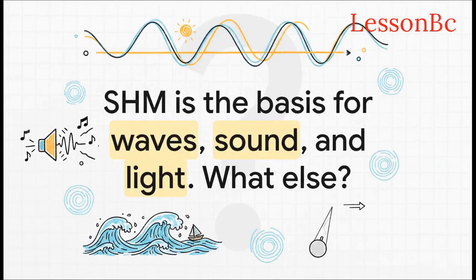And here's what's just absolutely mind-blowing. This isn't just about some block on a spring in a physics lab. This exact blueprint describes the vibrations in the air that create sound, the oscillations of electric and magnetic fields that we see as light, and the way waves travel across the ocean. This simple back and forth dance is literally everywhere. So the question to leave you with is, what else in our universe is out there dancing?